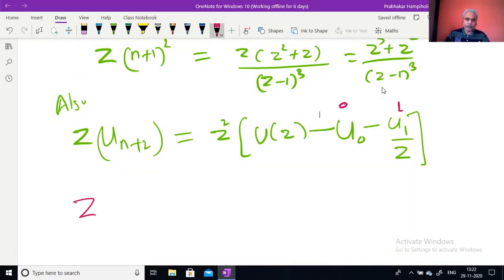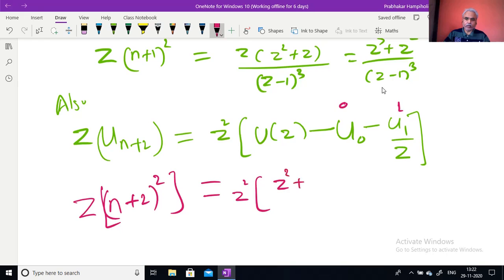So that finishes the z transform of u_(n+2): z square into the original z function. You have to write (z square plus z) upon (z minus 1) whole cube, minus 0, minus 1 upon z. You can simplify this a bit, but no problem. You can go on writing it as it is. You cross multiply and you can write it as it is.